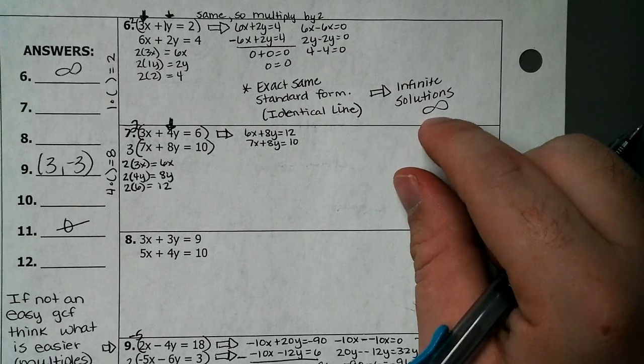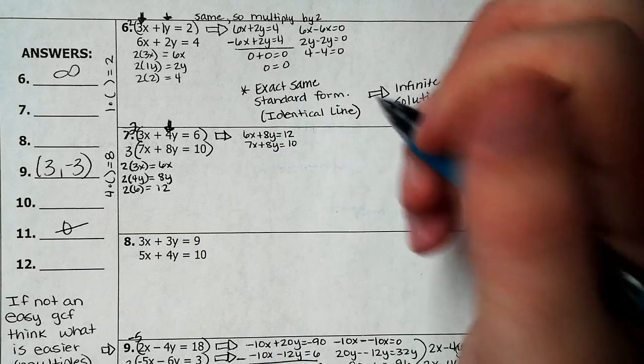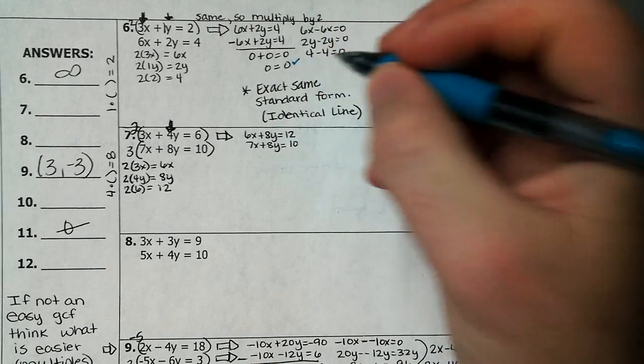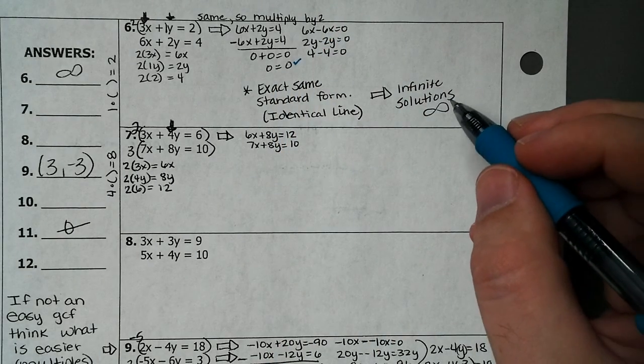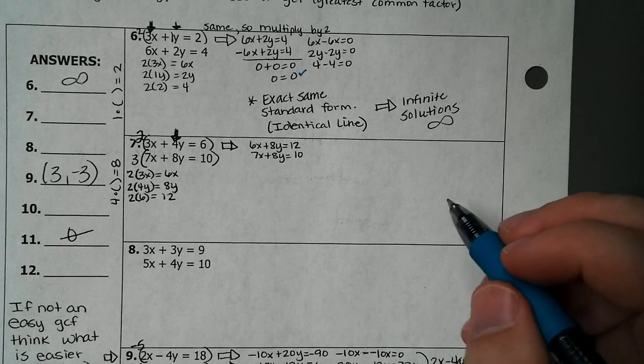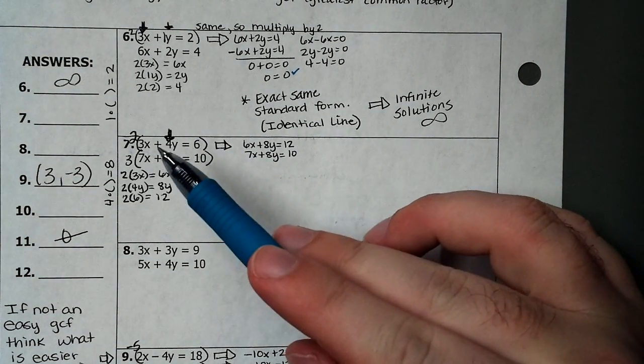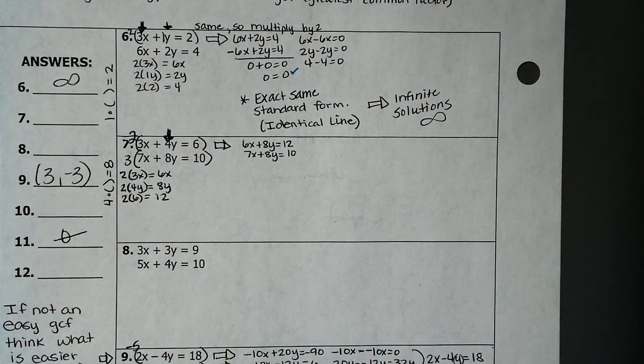This one is when we get infinite. Remember, whenever you get a same number equal to the same number, that's always true. So, that will give us infinite solutions. So, on number 7, if we look at it, our x's and our y's, none of them had a value of 1.